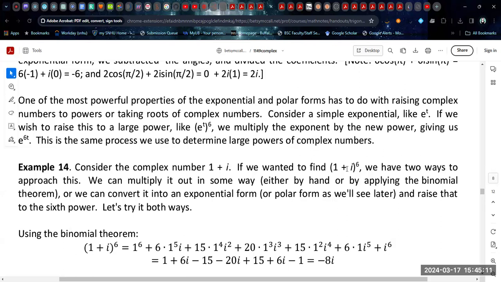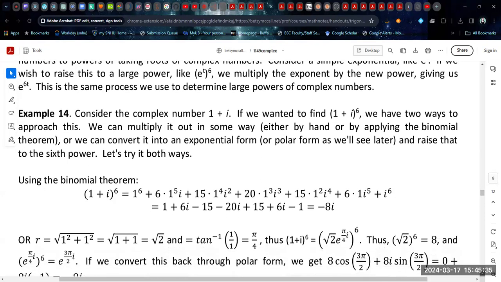One way I can do this is to literally FOIL everything out and get that answer the long way. Another way, though, is I can represent this in exponential form. Then I'm just multiplying the angle in the exponent, and then raising the radius to that power as well. So let's walk through the comparison.